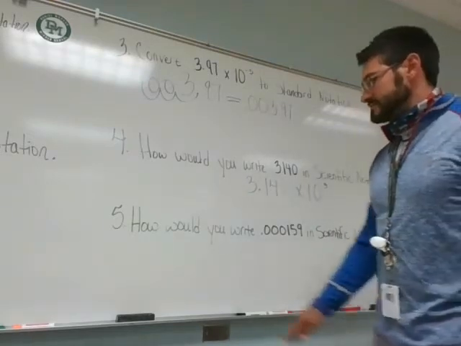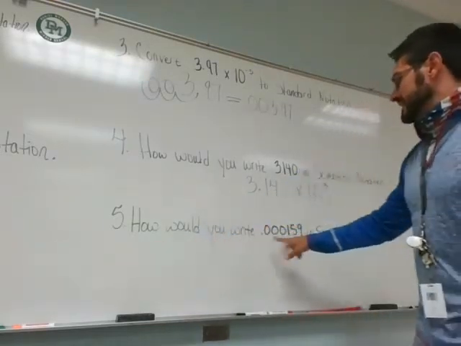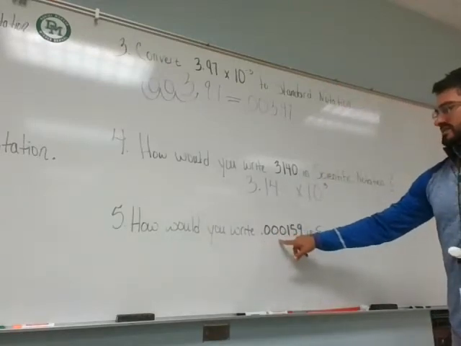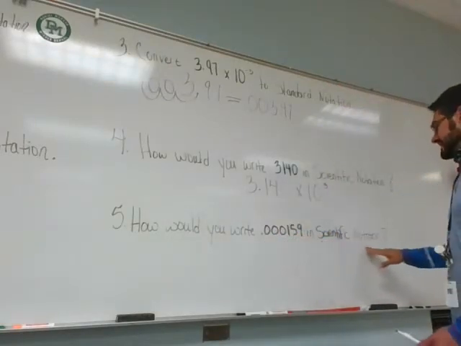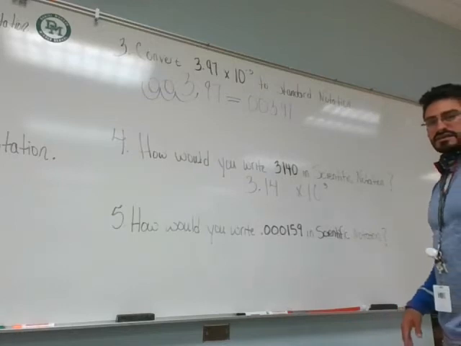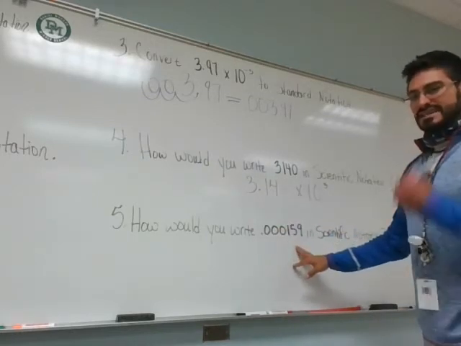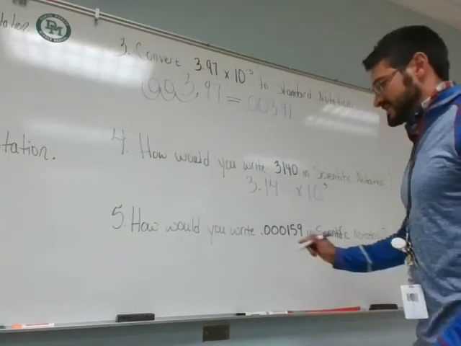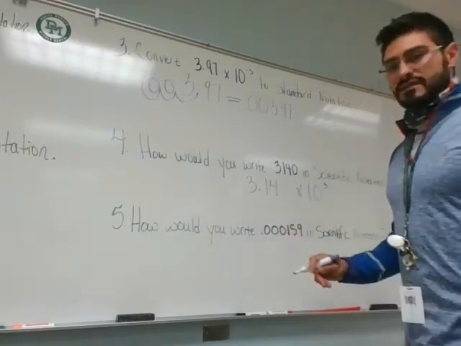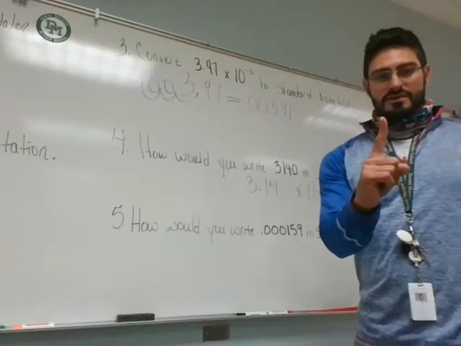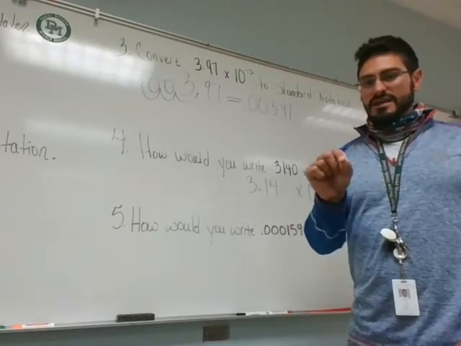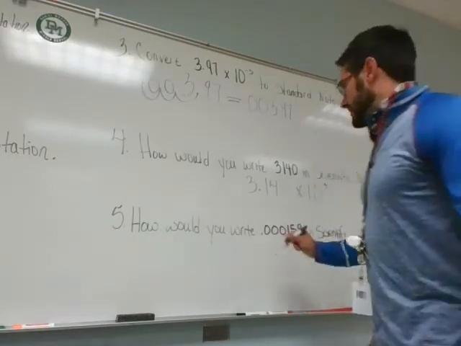Last question. How would you write 0.000159 in scientific notation? So this is in standard notation. We need to write it in scientific notation, and as Miss G just said, scientific notation is going to have one number, then a decimal point, then the rest of the numbers. We're going to start here.